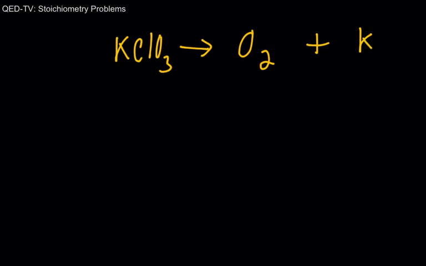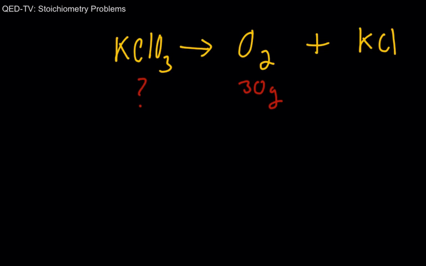We have potassium chlorate, KClO3, and that's going to be a decomposition reaction. I would heat this up, and I would get some oxygen gas, and I'd get some potassium chloride. Okay, and I want to make 30 grams of oxygen. I want to generate 30 grams of oxygen. How much potassium chlorate would I need to be able to make 30 grams of oxygen?